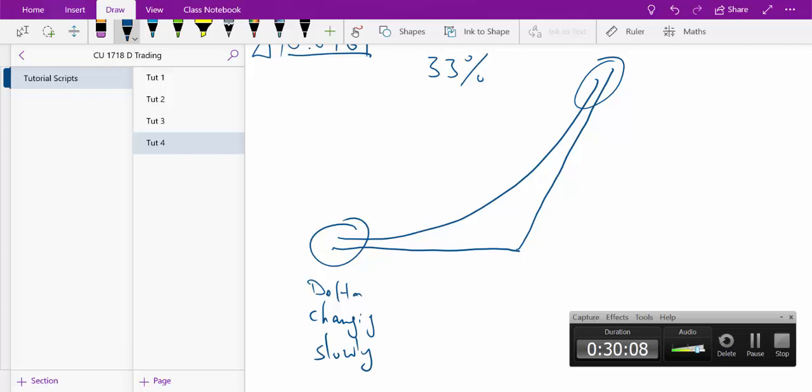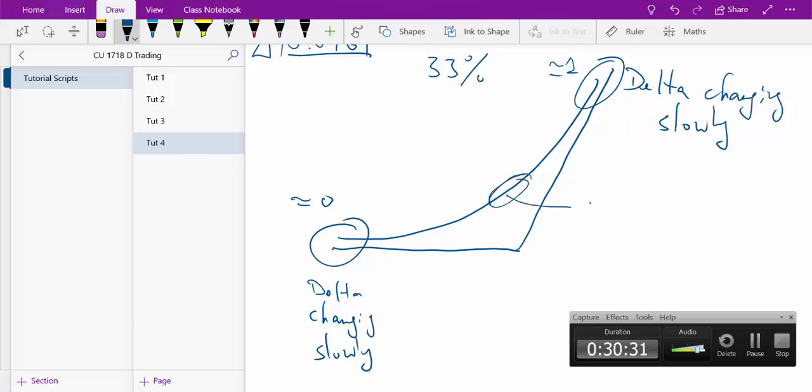Now, that is also happening up here. The only difference is down there, delta is 0, and up there at the other end, delta is 1, but whether it's 0 or 1 or close to 0, close to 1, delta is actually changing very slowly. Okay? But here, around this area, is when delta is changing fast.